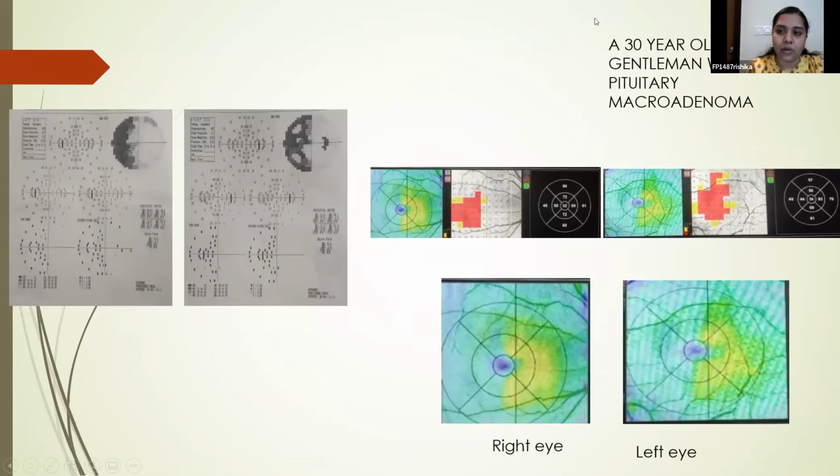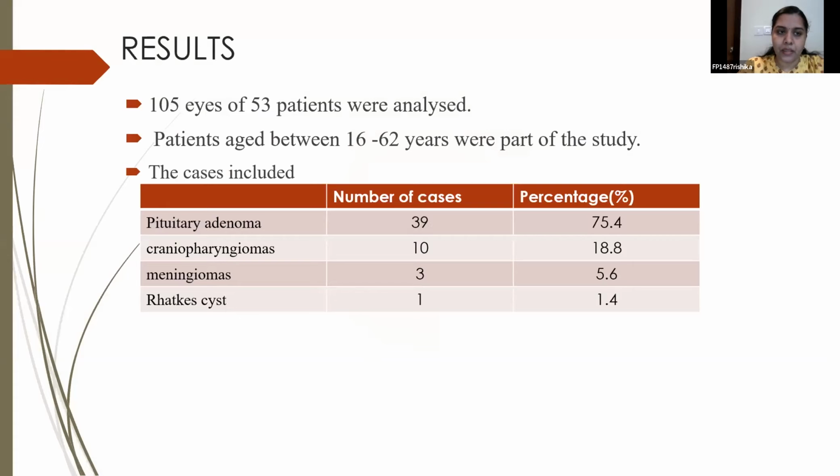This is a case of a 30-year-old gentleman with pituitary macroadenoma, where the fields were showing left homonymous hemianopia. And this is the right eye showing a temporal hemifield defect. This is the left eye also showing the temporal field defect. This is a case of a prefixed chiasmal condition.